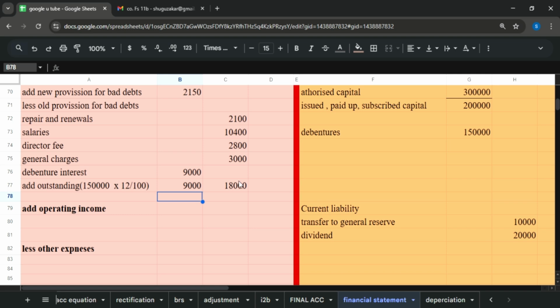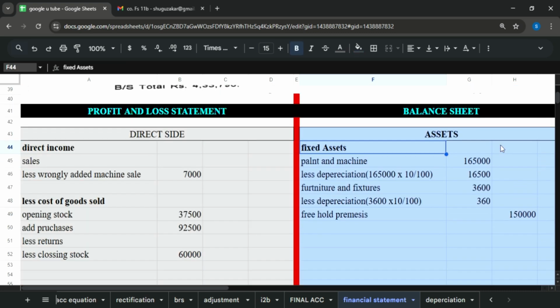And this lower side is actually to be transferred to the liability side. It was not part of the trial balance. So add interest on debentures outstanding. Why do we call it outstanding? Because 9,000 is already present in the trial balance. 18,000 was the total interest, so the difference is still to be paid. That is why we have considered it outstanding. So guys, in this way, the debentures are completed.